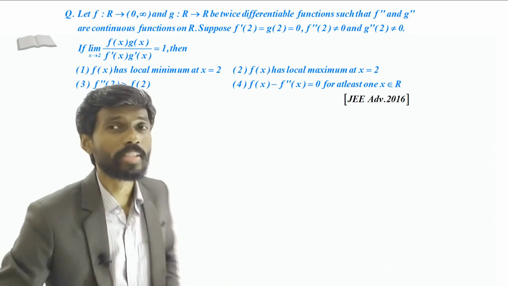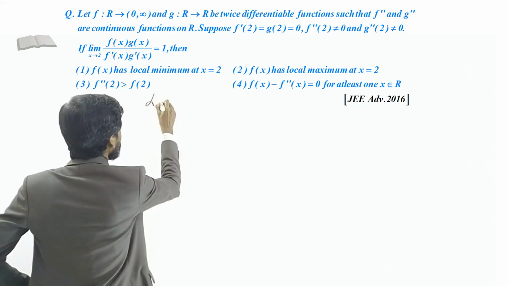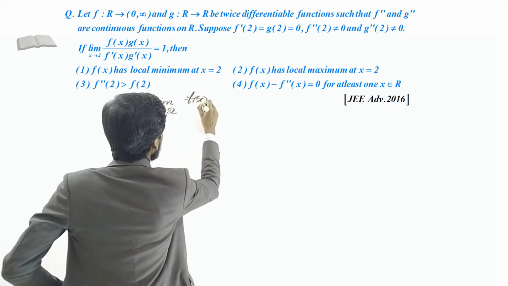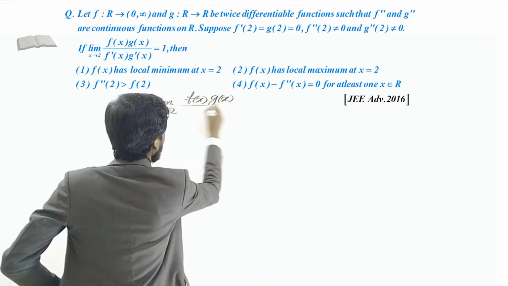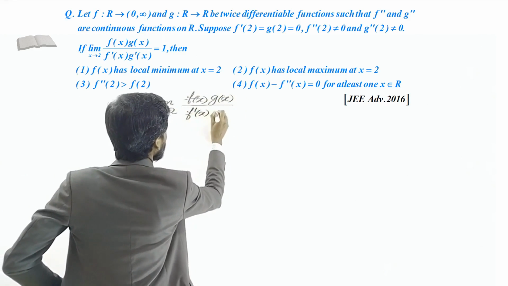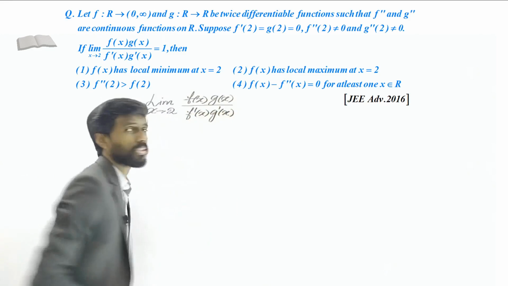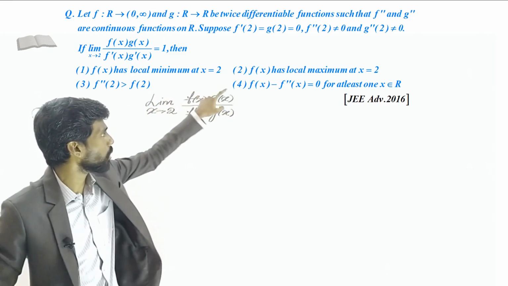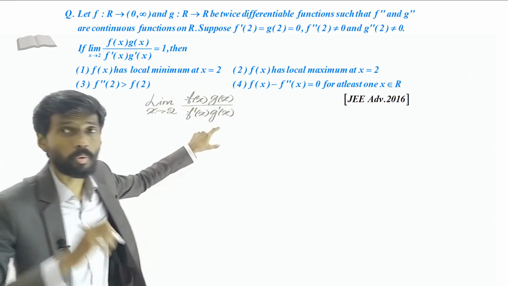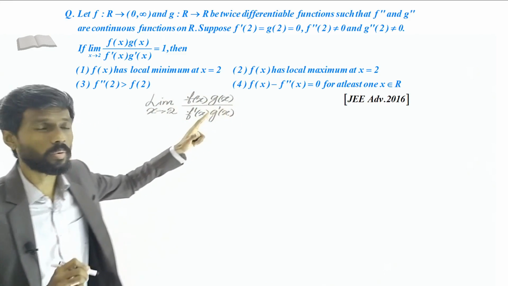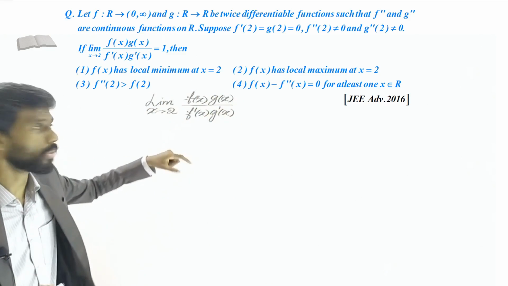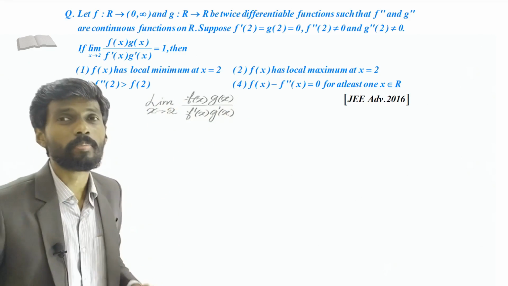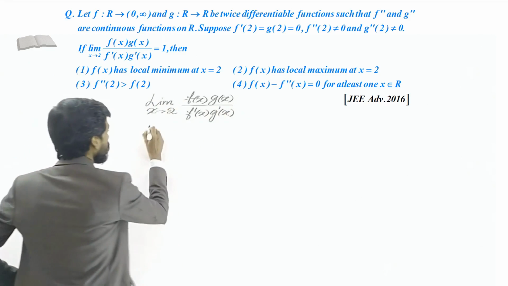Here the limit of some expression is given. It is given that limit x tends to 2, f of x g of x divided by f dash of x g dash of x, is 1. So that means this limit exists. When you substitute 2 here directly, we get f of 2 g of 2 divided by f dash of 2 g dash of 2. But it is given that g of 2 is 0 and f dash of 2 is also 0. That means it is of the form 0 by 0, which is one of the indeterminate forms. That means we can use L'Hopital rule. So let us use L'Hopital rule.